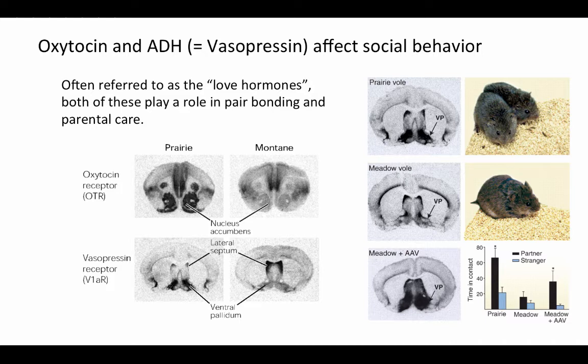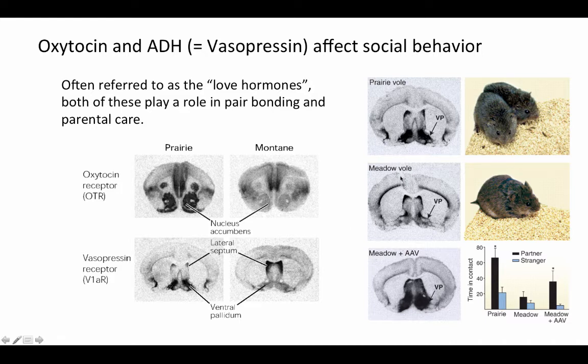It turns out that antidiuretic hormone has another name. It's also known as vasopressin. It was given this other name because it has other functions, and it wasn't discovered until later that it was actually the same hormone, the same molecule that's doing both things. And so ADH and also oxytocin work together to affect social behavior in different ways.